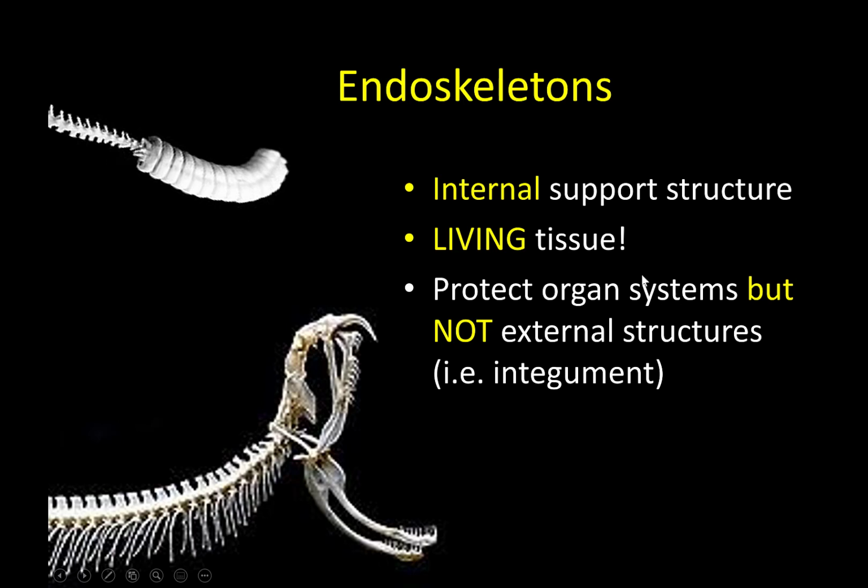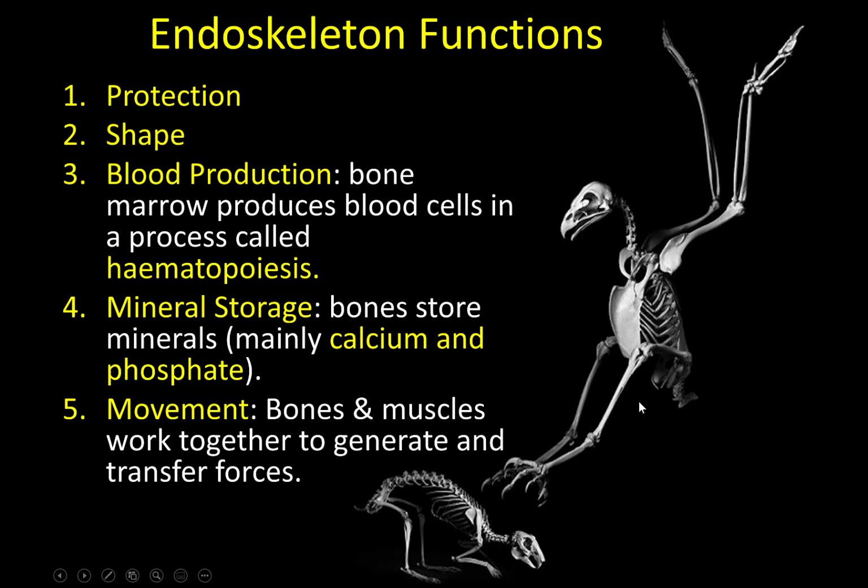They do protect the internal organ systems of vertebrates, but because they themselves are inside the body, hence the name endo, endoskeletons cannot protect external structures like the integument. So endoskeletons do not protect all the living tissue in the body. They do provide significant protection, though, for those internal organs, and they have a lot of other functions as well.